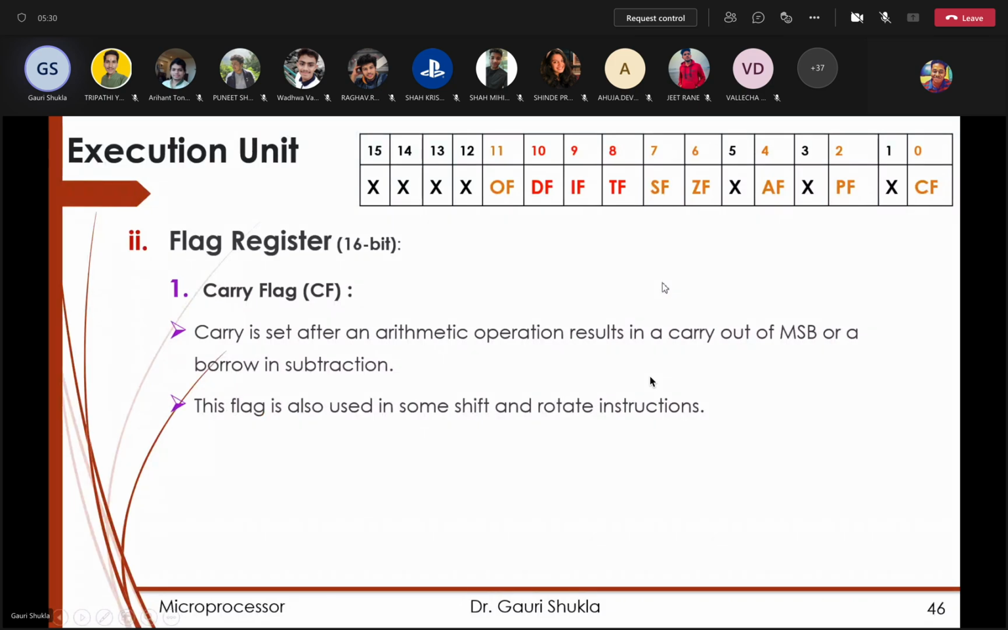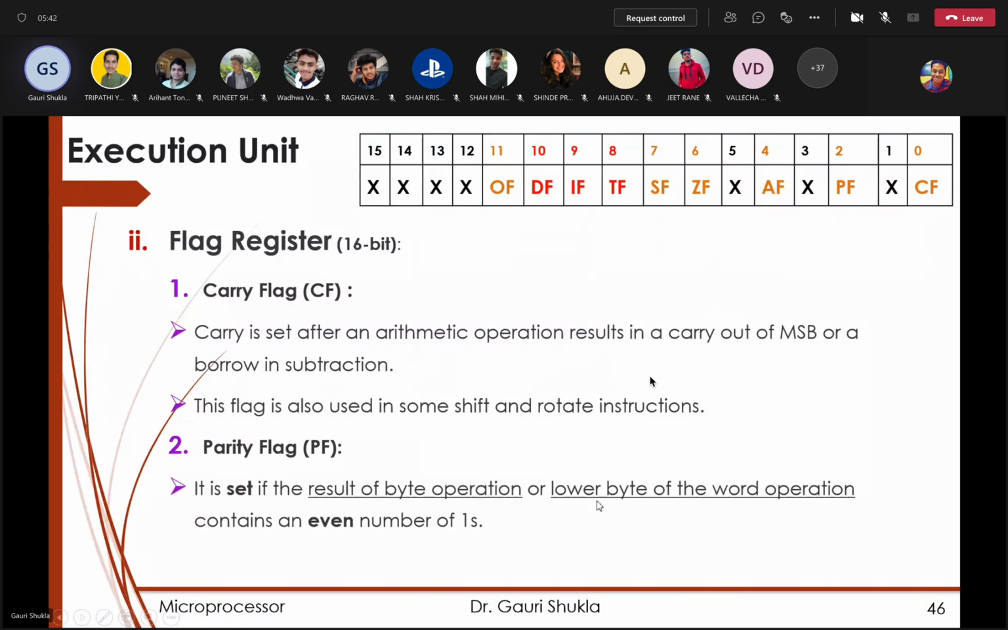This flag is also used in some shift and rotate instructions. When we do the instruction set, at that time we will again come back to it. Next one is the parity flag. As the word suggests, parity, that means if the result of the operation has got an even number of ones, then this bit will be set. So that is about the parity flag.